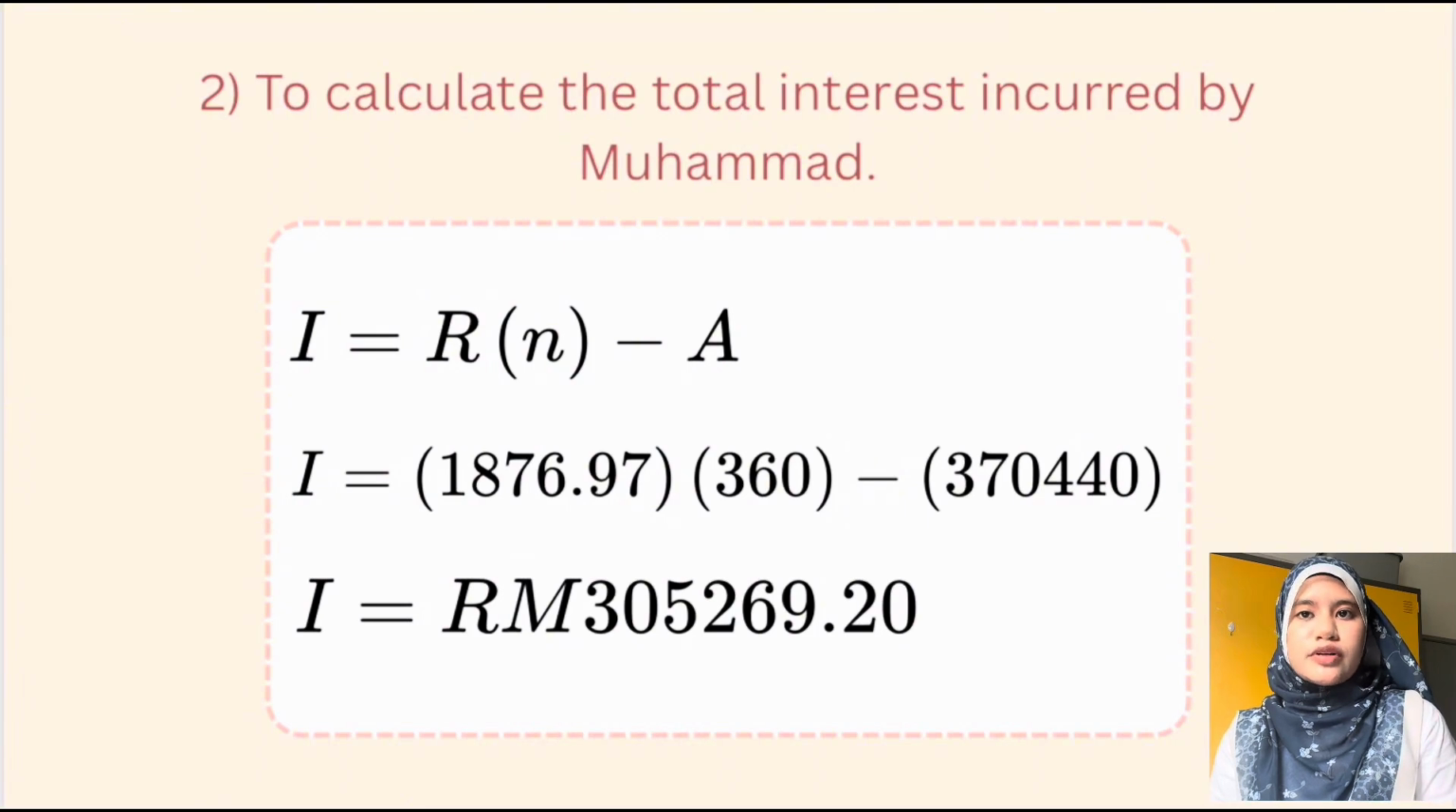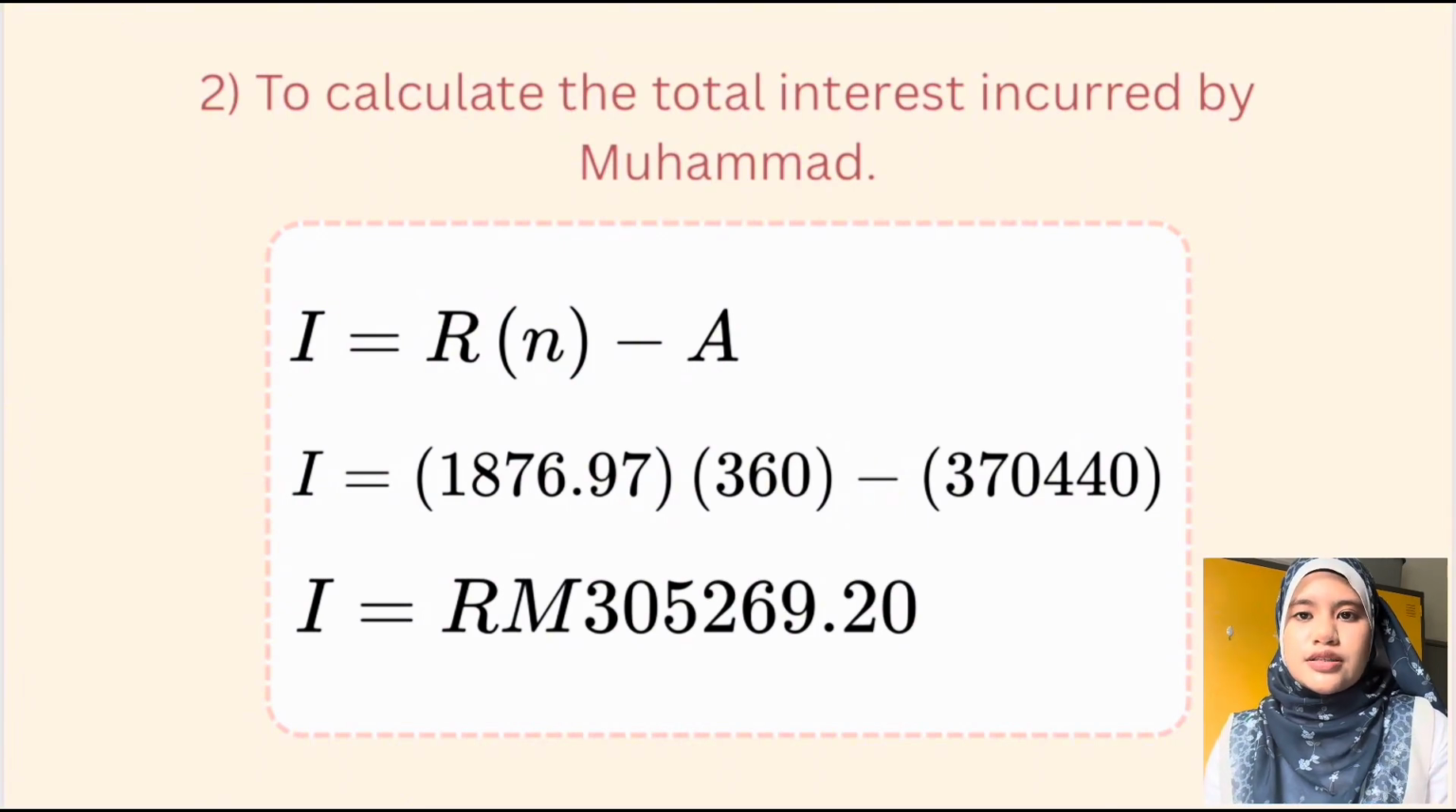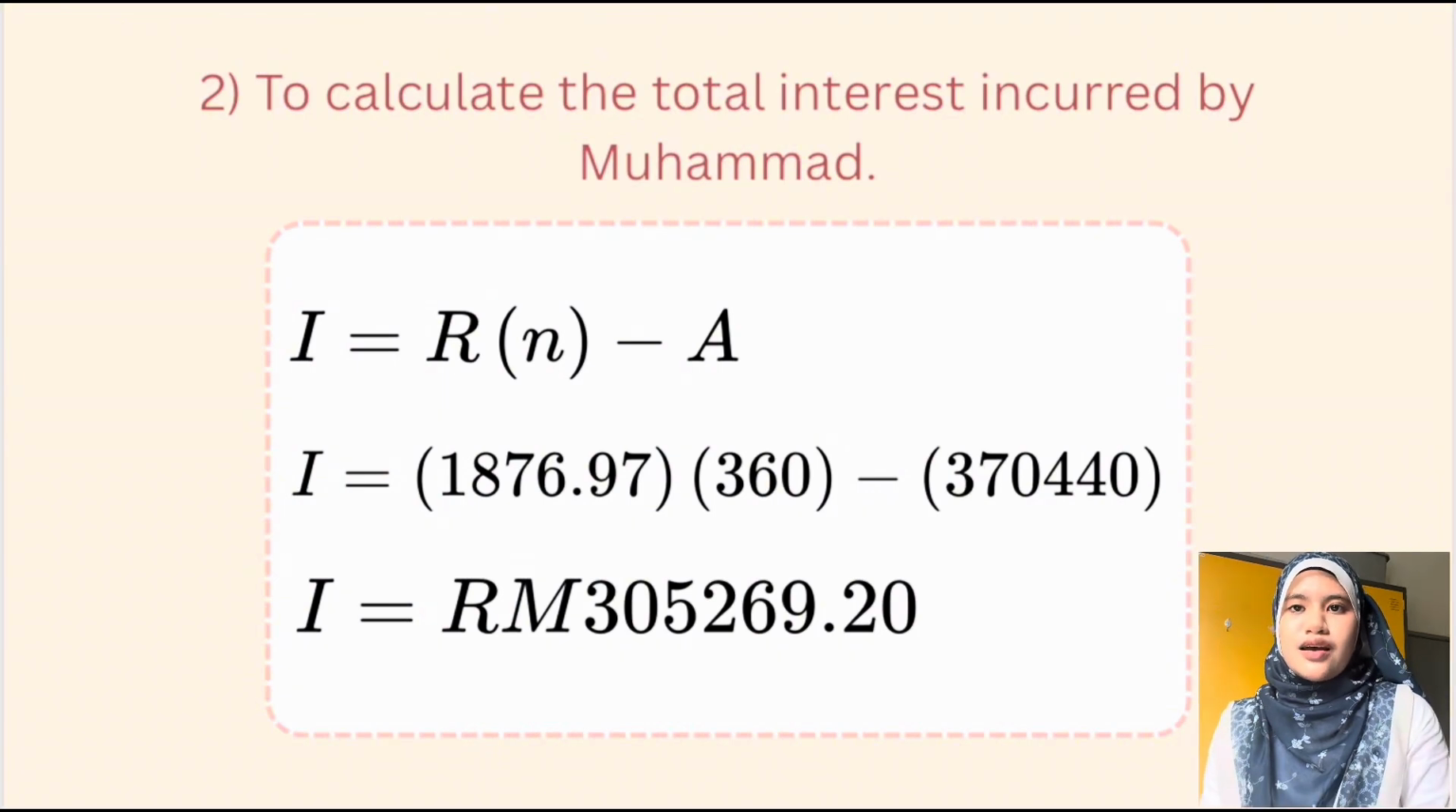Objective 2, to calculate the total interest incurred by Muhammad. The formula that we will use is I equals R times open bracket n minus A close bracket. When we insert our numbers, we have I equals RM1,876.97, which is our R, times 360, which is our n, minus our A, which is 370,440. Our I equals RM305,269.20.